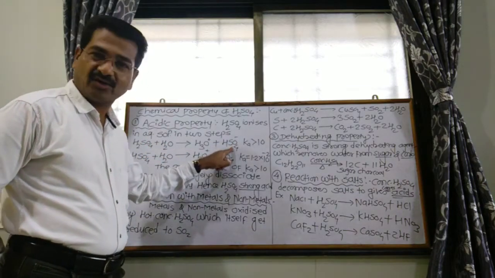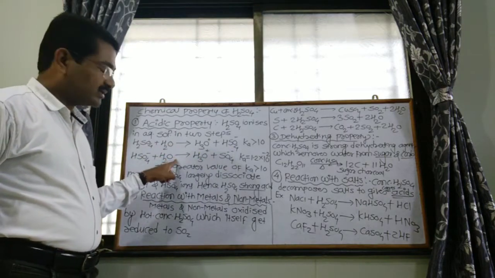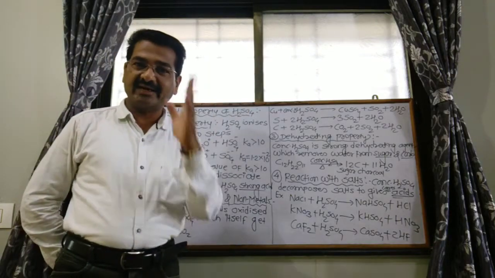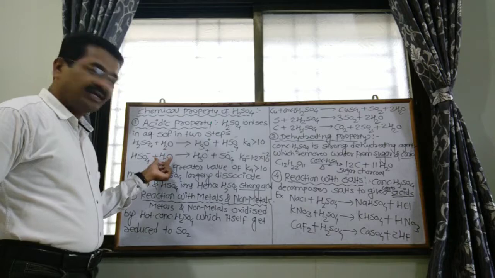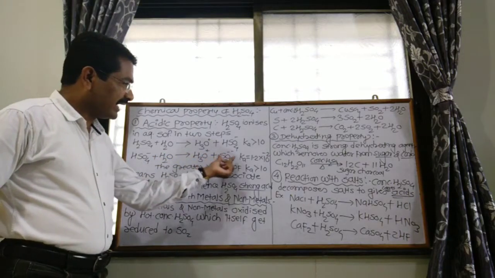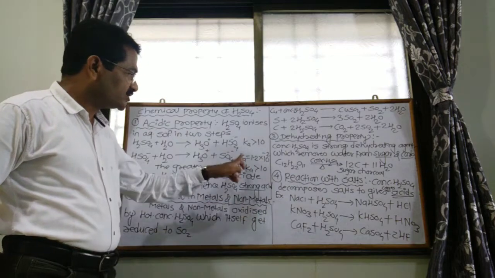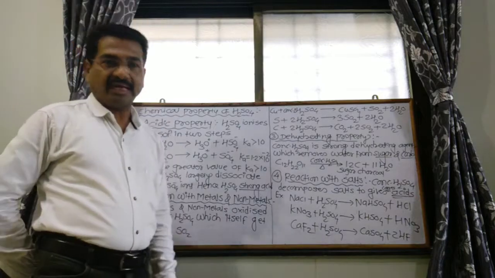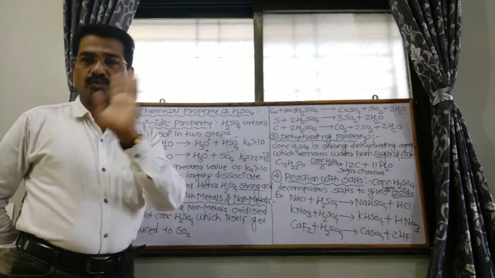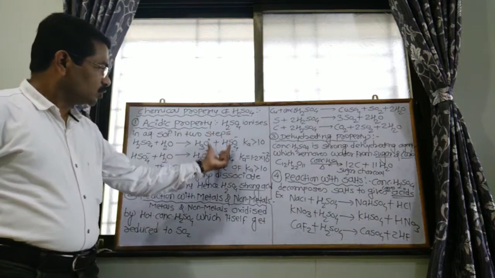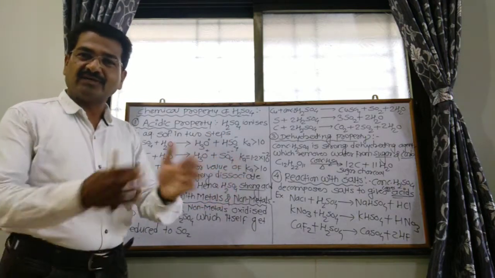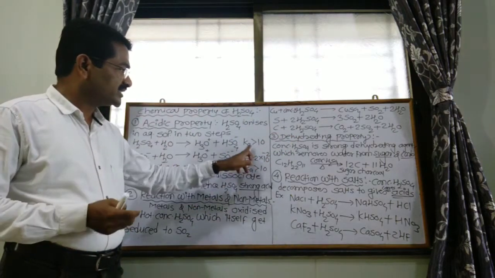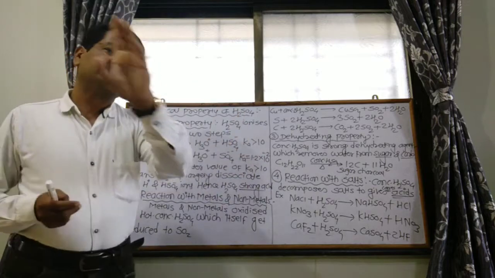HSO4 minus, that is an anion, dissolves in H2O to form the hydronium ion and sulfate ion. At that time, the value of the dissociation constant is equal to 1.2 into 10 raised to the power minus 2. So these are the two steps in which sulfuric acid is dissociated or ionized, and they give the dissociation constant value in the first step and second step.